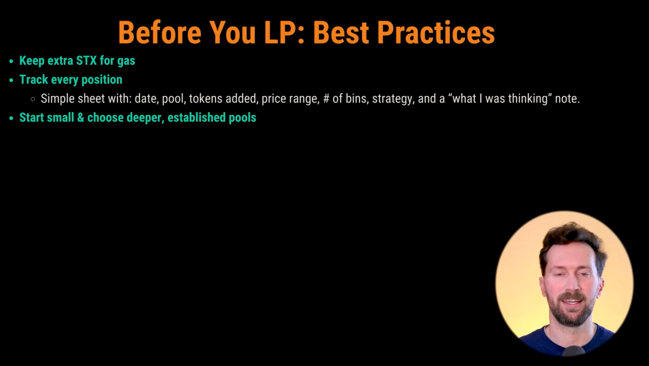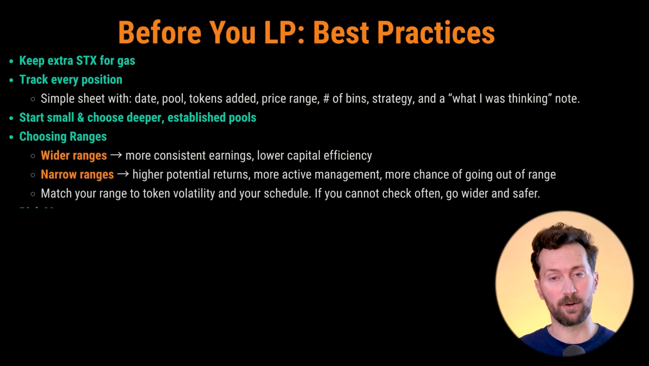So, things to consider when you are choosing ranges. Wider ranges tend to earn more consistently, but with lower capital efficiency. Narrow ranges can offer higher potential returns, but require more active management and expose you to more price moving out of your range. And consider the volatility of the underlying token and your own schedule. If you cannot check often, err on the side of wider, safer ranges.